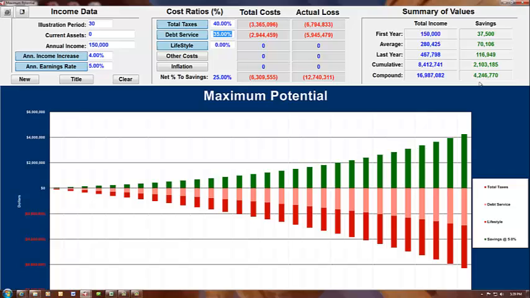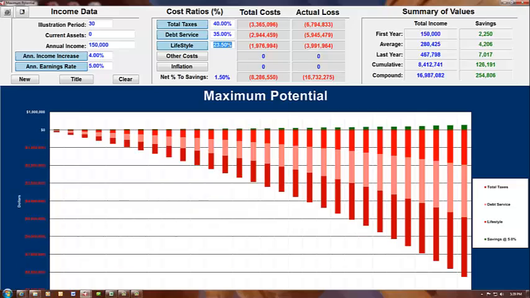Now this is your money. This is money that's passing through your hands. And lastly, we want to look at lifestyle at an average of 23.5%. Now at the end of this 30-year time frame, you had nearly 17 million pass through your hands with savings of 254,000. Now I don't know about you, but I've heard other people say, I make all this money, where does it all go? Well, here's your answer, or at least one of your answers. Taxes, debt, and lifestyle, major eroding factors. So 254,000 at the end of a 30-year time frame.